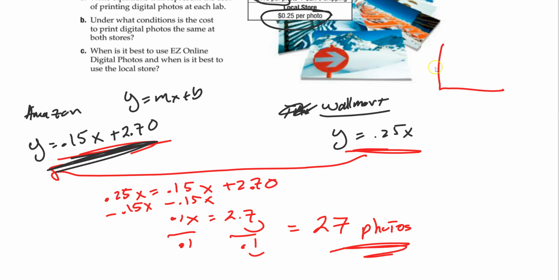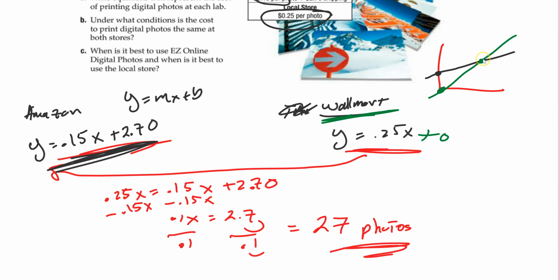So let's do Amazon first. I'm just going to do a quick sketch, right? So 2.7 is my y-intercept, and then my slope is 0.15. So it's going to be kind of like this. So that's Amazon. Now let's do Walmart. It has a y-intercept of 0 and a slope of 0.25. So I can go a little faster.